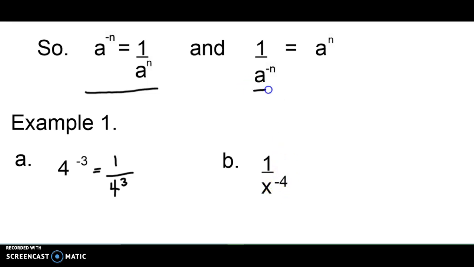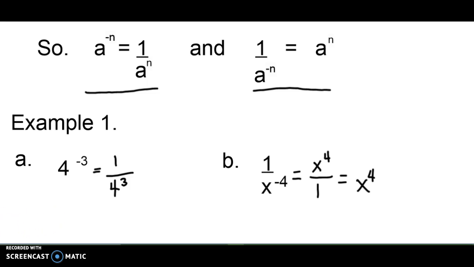Alright, if we look at b, this time I have 1 over x to the negative fourth. Okay, I'm going to look at the second part of my definition. So when I turn this into a positive exponent, I'm going to put x to the fourth on top over 1. Now we don't need to show that we're dividing something by 1, so I can rewrite this as x to the fourth. And that's our final answer. So this is a quick introduction to what negative exponents look like.